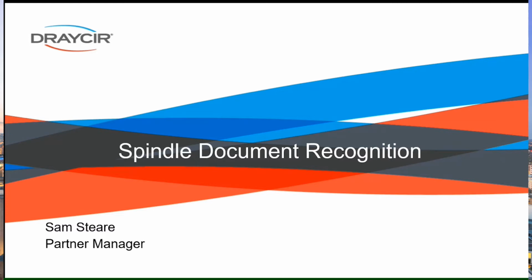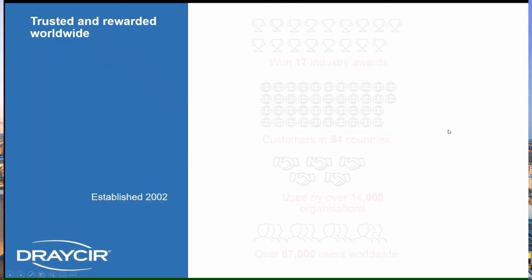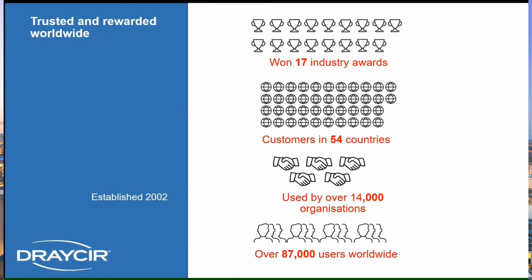So very quickly, who are we? We have been working in this Sage channel for about 19 years now. Apologies if you've seen this before, if some of you already have Draycir products, but for those who haven't, this is who we are. We've won multiple awards in the industry. You can see we're used across the world. Thousands of organizations use us, and this figure of 87,000 users worldwide is actually more like 140,000 at this present time. I just haven't updated this in a while. So 140,000 users roughly worldwide at this moment in time.